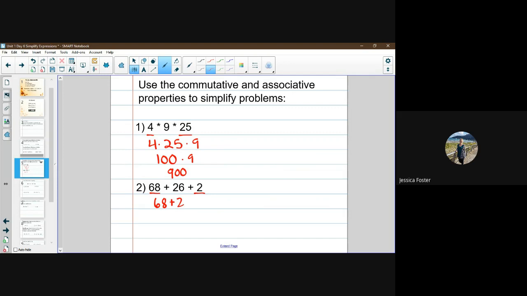Remember, order doesn't matter because of that commutative property. And we get a nice even 70. Well, 70 is a lot easier to add to 26 than 28 is to 68, just because I have that basis of 0 there.